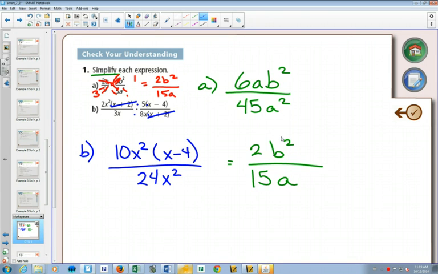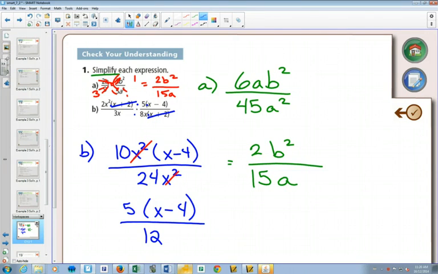Now I look at it again. I won't be able to cancel this x minus 4, but when I look at my fraction, can I simplify 10 over 24? Yeah, what can I divide them both by? 2. That would leave me with 5 and 12. Can you see that these x squareds are identical? Choo, choo. They'll go away. And we're just left with the x minus 4 on the top.